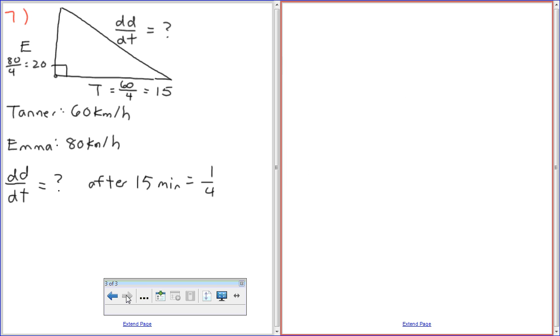Now there's only one other thing that we need for this question to finish it up. Tanner is going 60 kilometers an hour. What is that going to be? And this is a tricky part here. dx over dt. I'm going to call it dt in this case, but dx you call it as well.